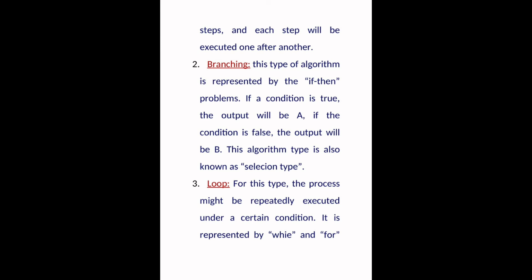Second type of algorithm is branching. This type of algorithm is represented by if-then logic problems. If a condition is true, the output will be A. If the condition is false, the output will be B. This algorithm type is also known as selection type.